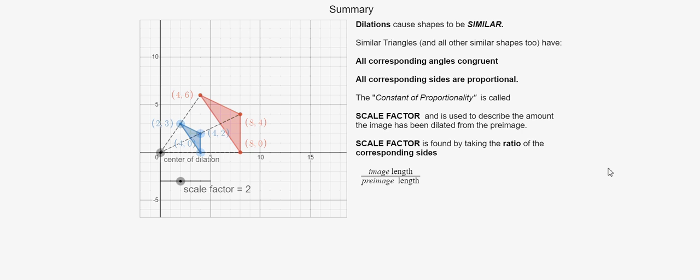So the scale factor ratio is using the corresponding sides, taking the image and comparing it to the pre-image. So remember we said our image was what was in red, our pre-image is what is in blue. So if we take the new triangle comparing to the original, that helps us with our scale factor. If we know the scale factor and then a side length of the triangle, we can use that to predict the other sides of that triangle because they would be in the same proportion.